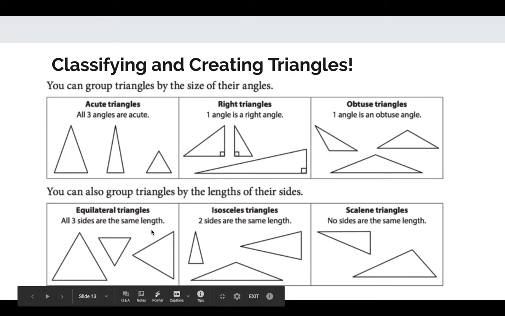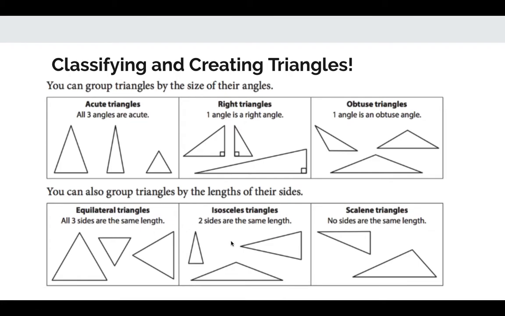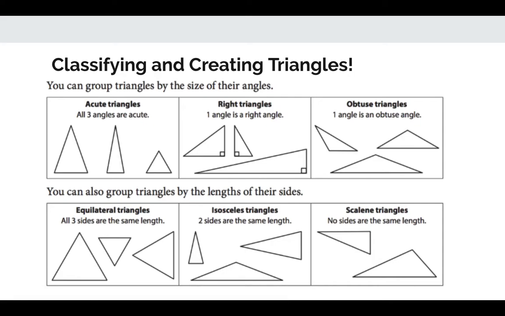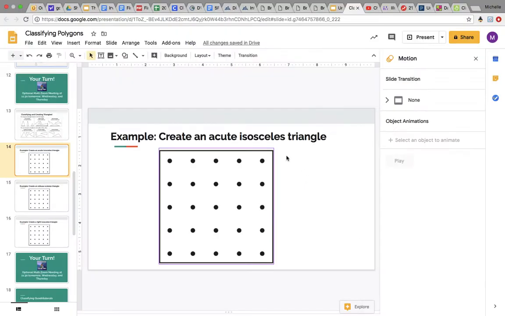So an equilateral triangle, all three sides are the same length. With an isosceles triangle, two of the sides are the same length. The way I remember this, and I told you guys this on Monday, is I think of isosceles like eyes. We have two eyes. Isosceles triangles have two sides that are the same. And then our last one is scalene. So a scalene triangle has no sides that are the same length. All right, let's start creating some triangles, which is what you're going to focus on today.